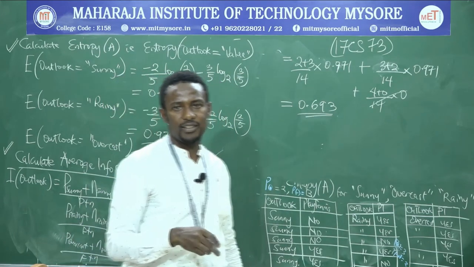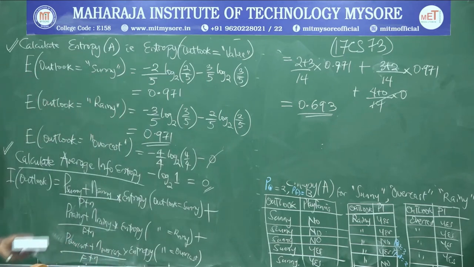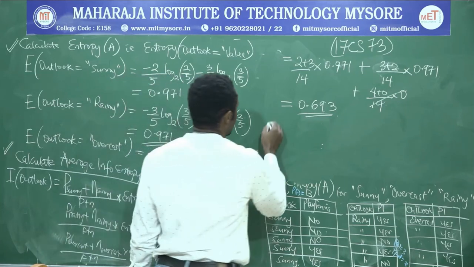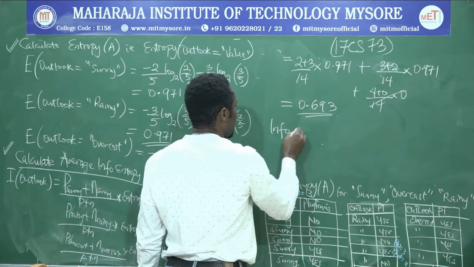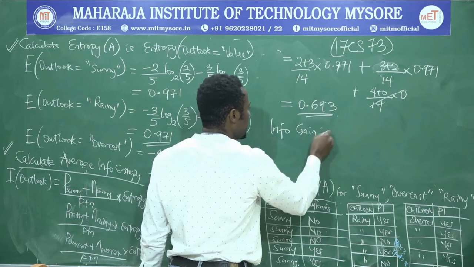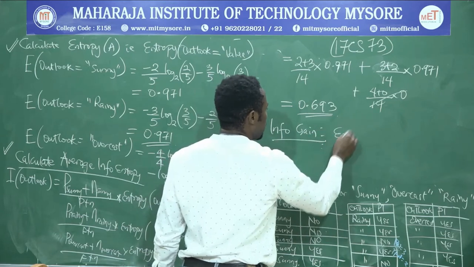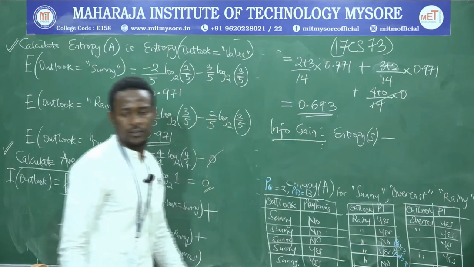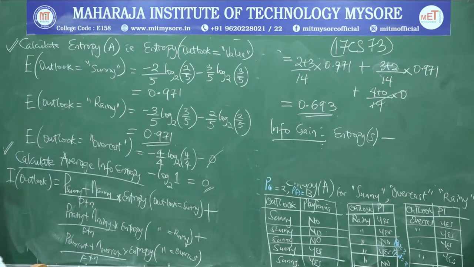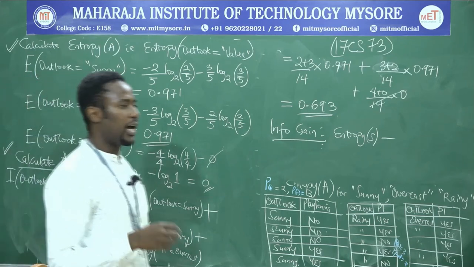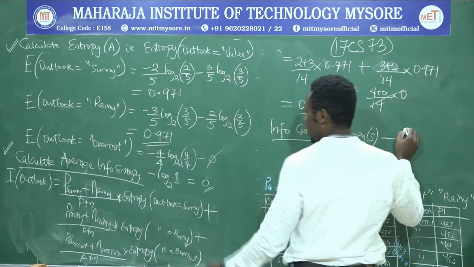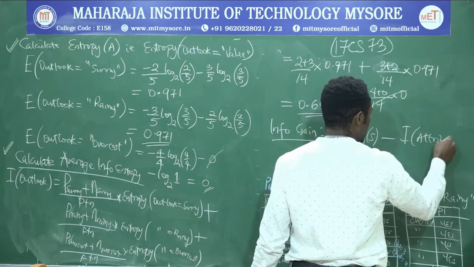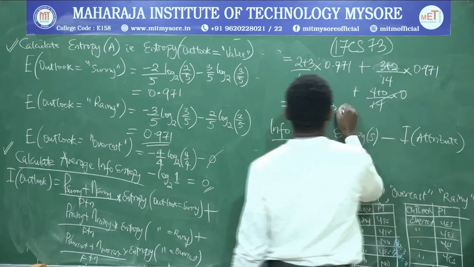Now, this is done. What have we calculated? The average information entropy. So what we need to get now is the information gain. Info gain is the difference. Remember, entropy of S minus, don't forget, guys, entropy of S minus the average information entropy, which is I of the attribute, which is what we just computed here.